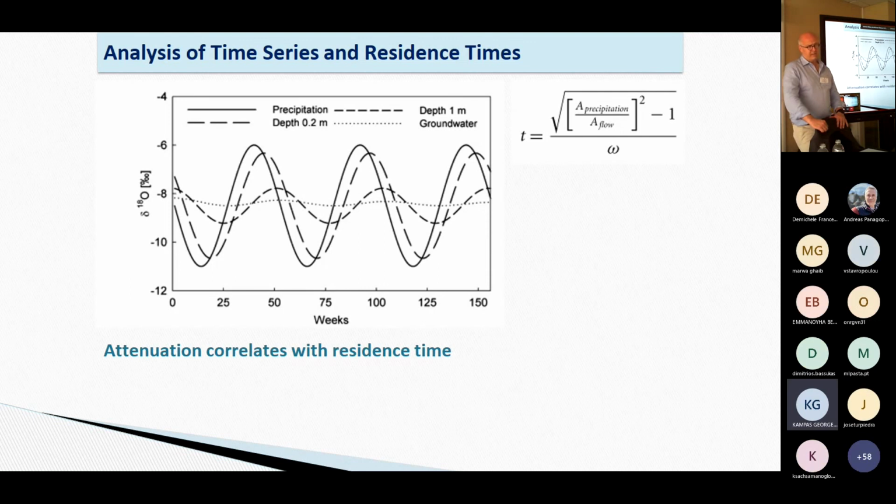I will show you two methods. There were two questions for the online audience. The first one was sampling frequency, and the second one was use of the phase shift. So sampling frequency, as I said, every 2 weeks is a good recommendation.